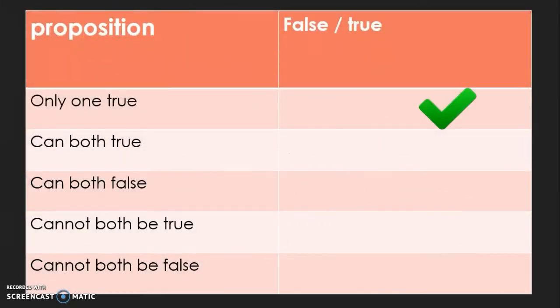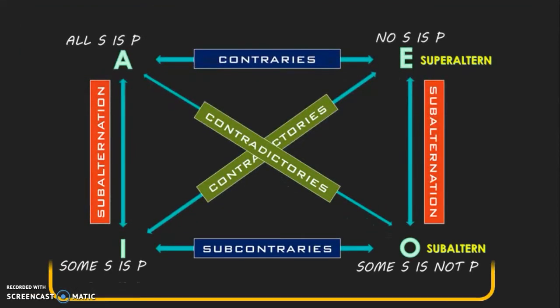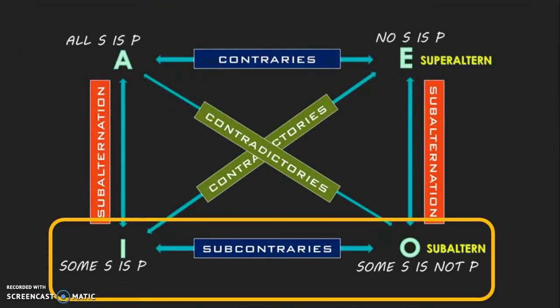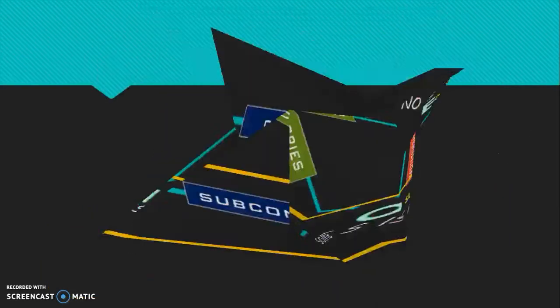Okay. It can be only one true and the other false. It can be both true. It cannot both be false. Okay, sub-contraries are I and O.